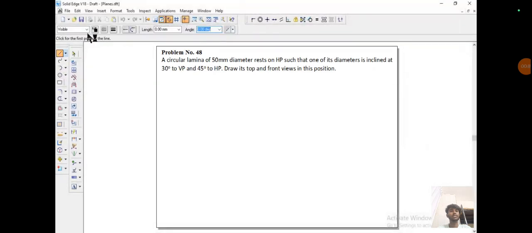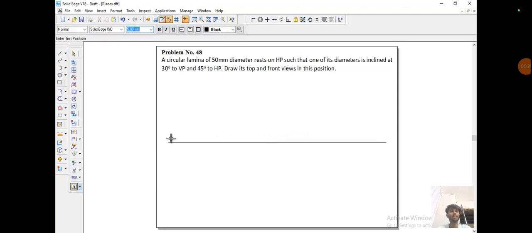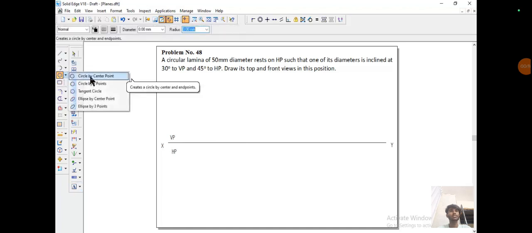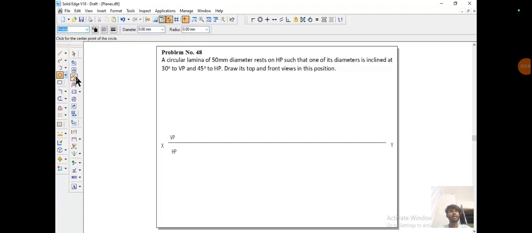First we have to take a single line, make it a visible line and draw it on the sheet. Select the text option and type X on one side and Y on the other. Above the XY line is VP and below the XY line is HP. We get the circle: the circle option is here, select circle by center point and change the line into a visible line. Okay, the given circular lamina is resting on HP.